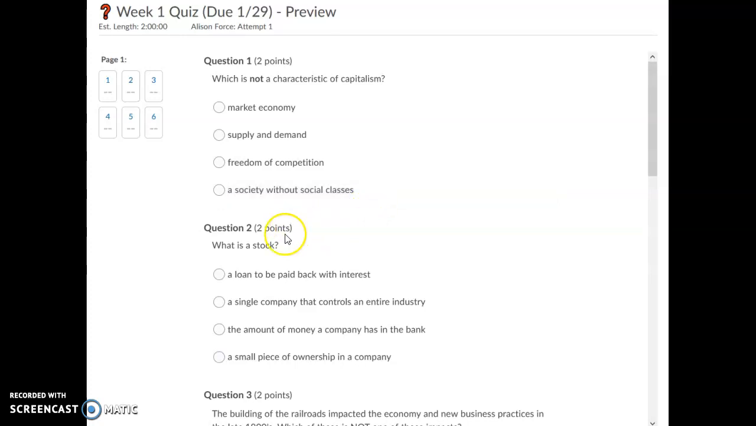Question 2. What is a stock? A loan to be paid back with interest, a single company that controls an entire industry, the amount of money a company has in the bank, a small piece of ownership in a company.